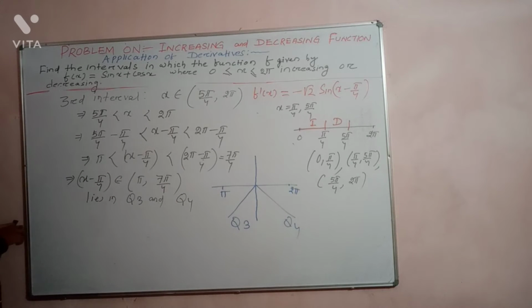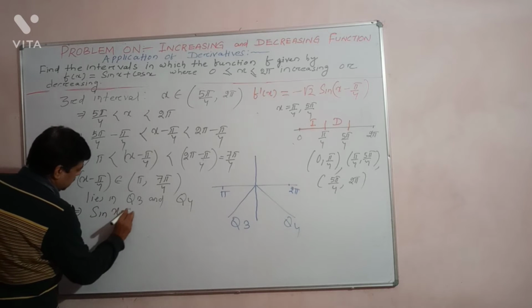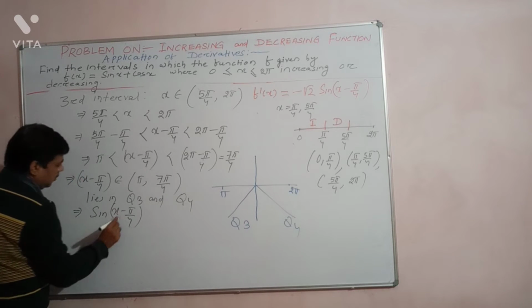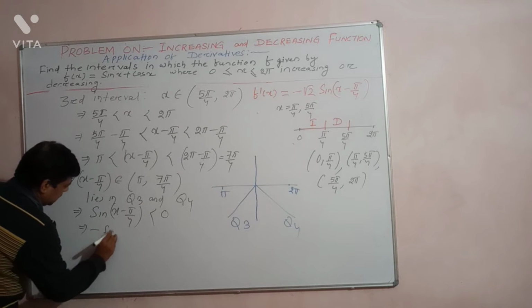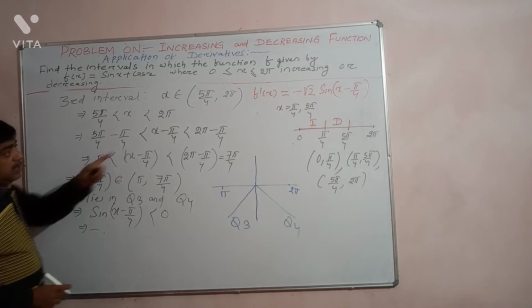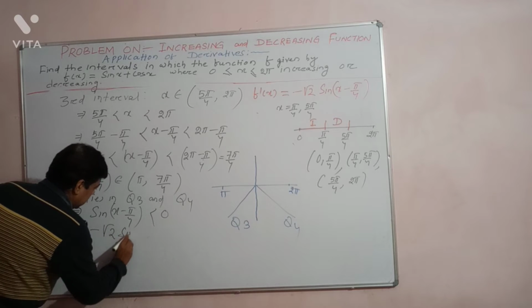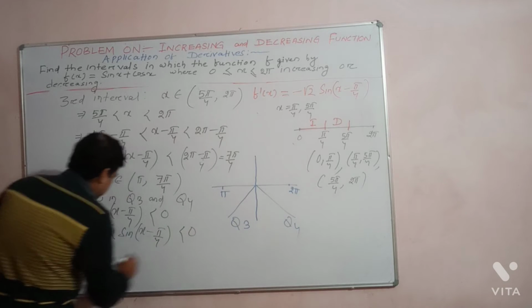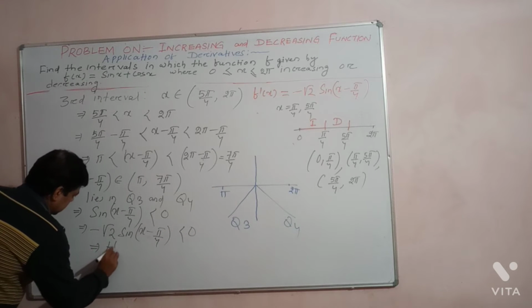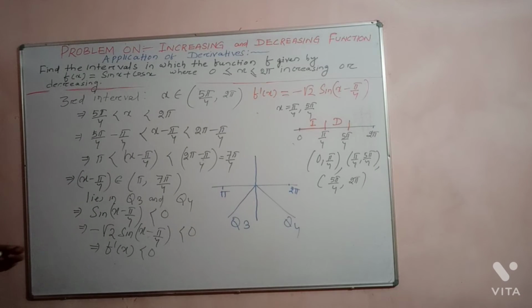Yes or no? So we know that in the third and fourth quadrant the sine is negative. That implies sin(x minus pi by 4) is less than 0. Negative means less than 0. That implies, what is the function f dash x? Minus root 2 times sin(x minus pi by 4) is less than 0, and that implies f dash x is less than 0.